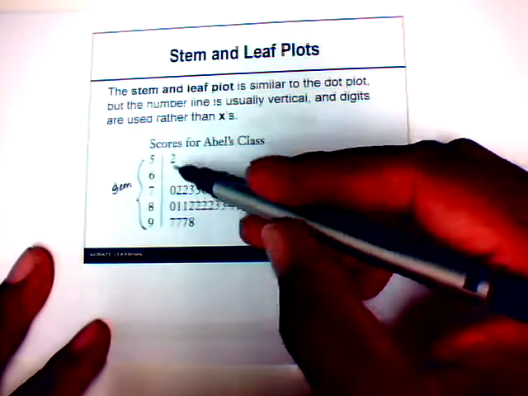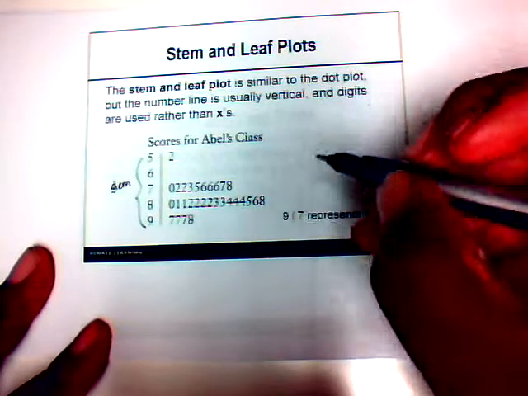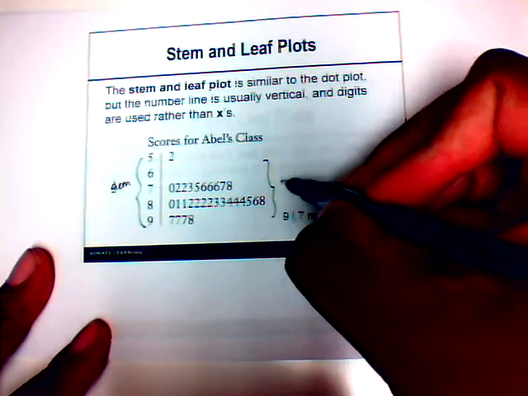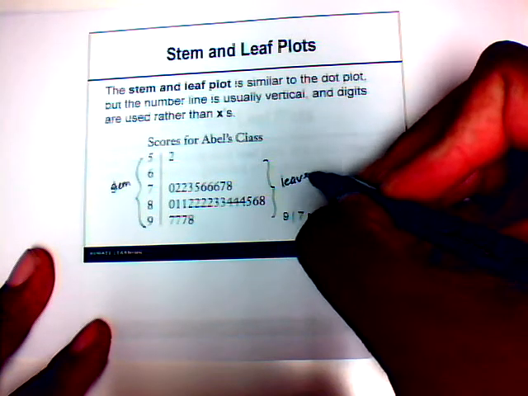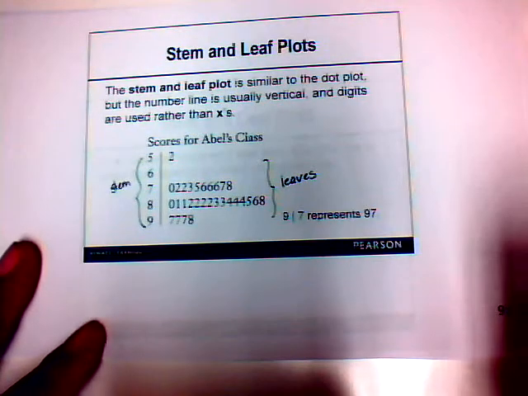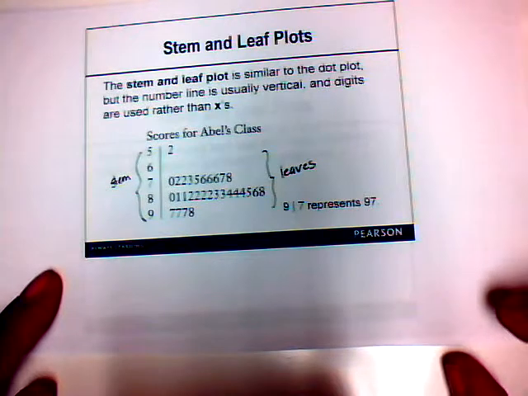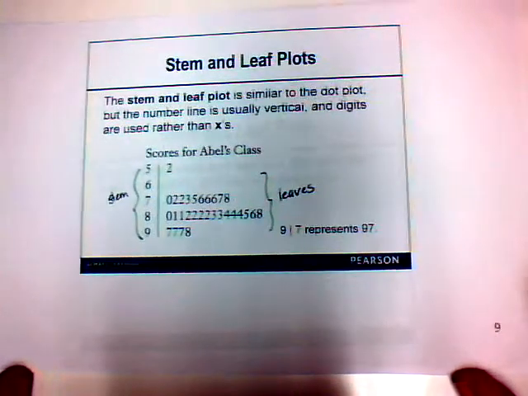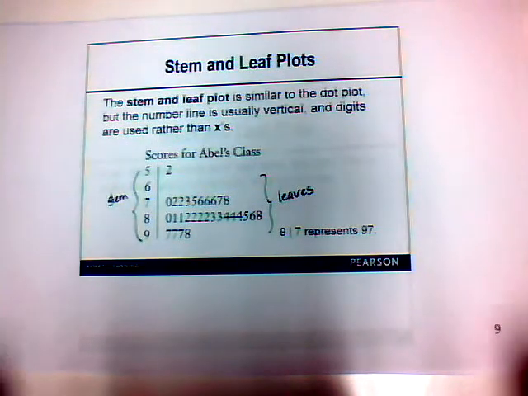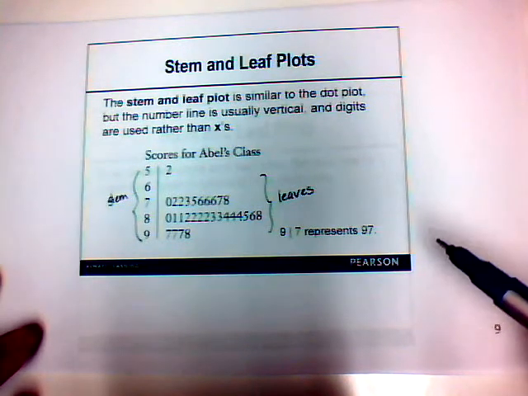And these individual number series that you see on the right side, those are called your leaves. There's the stems on the left side, the leaves on the right side. And those data values are 2 digits in this case. So the first number in that data value is your stem. The second digit will be your leaf.